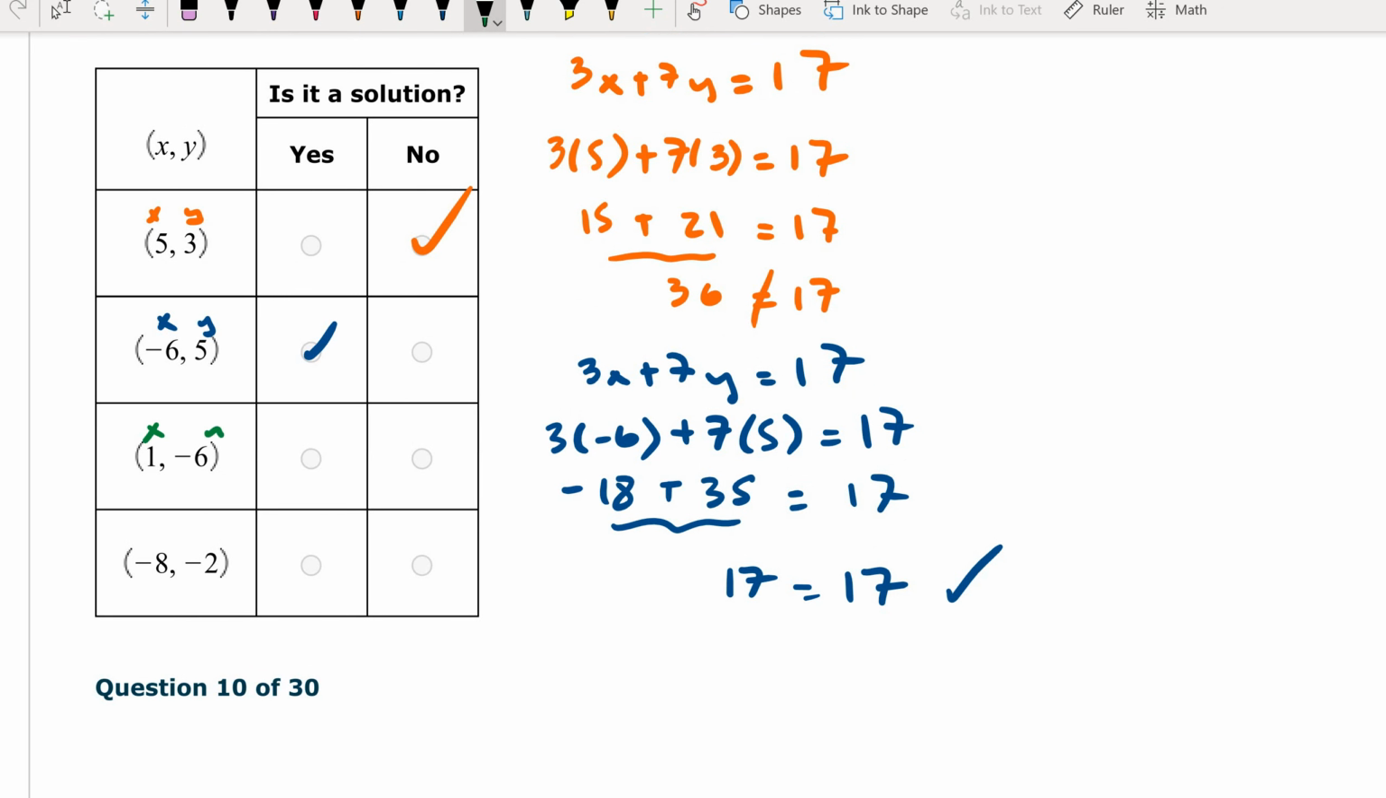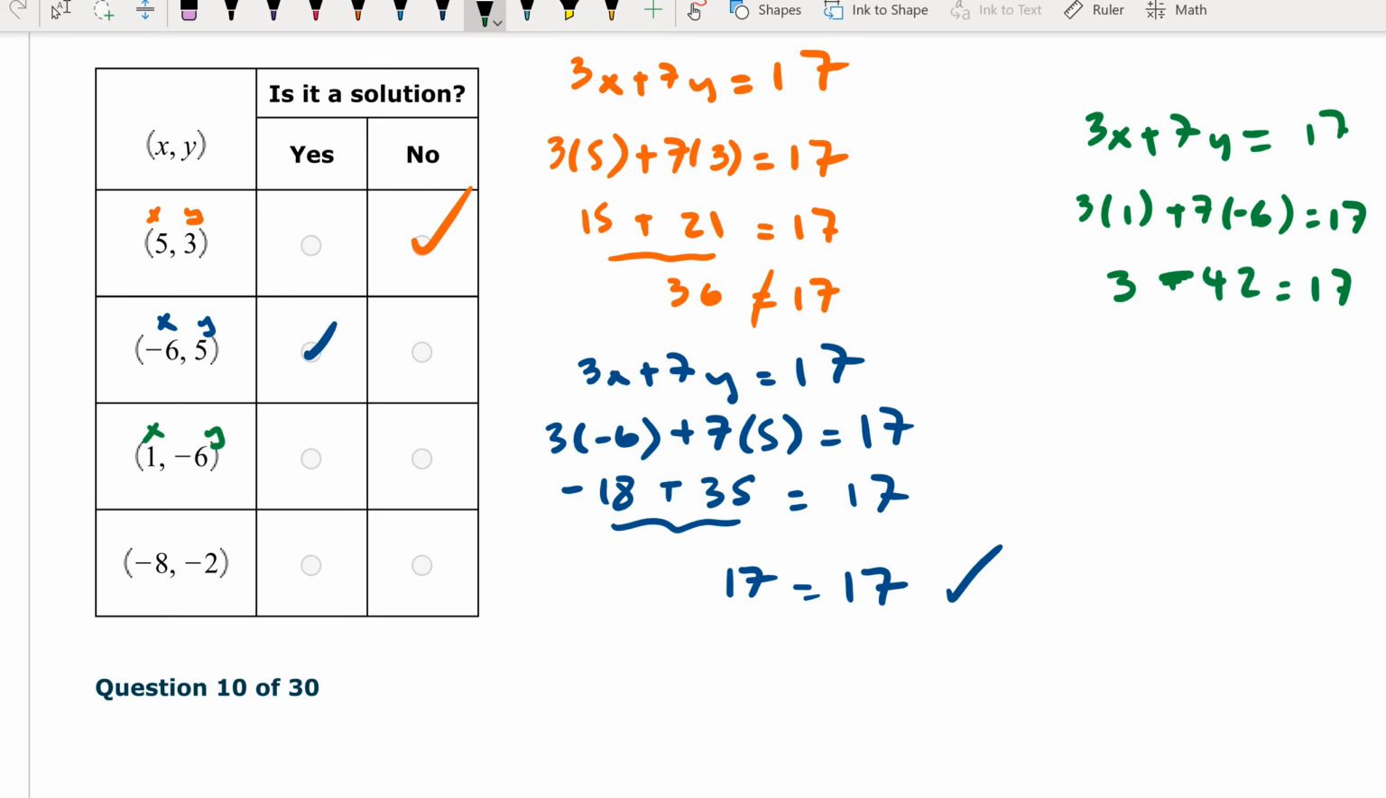Okay, x and y. So we do the same thing here. Equal to 17. So that will be 3 times 1 plus 7 times negative 6 equal to 17. 3 times 1 is 3. This is negative 42. So it's way further from each other. This is negative 39, not equal to 17. It is a no. Alright, I'm going to give you the last answer for this. That will be no as well. So when you plug it in, you will have a no answer.